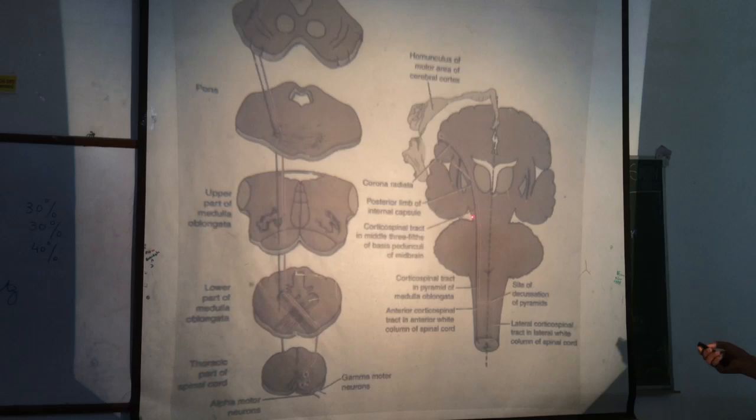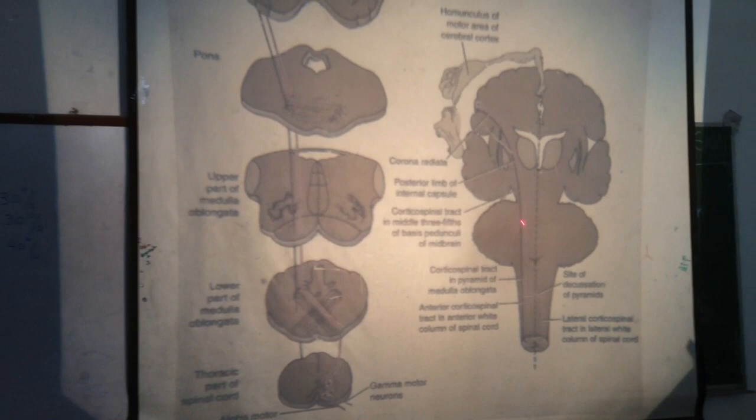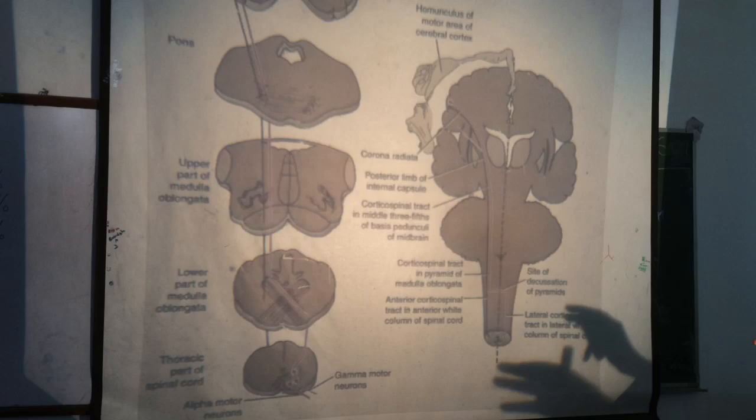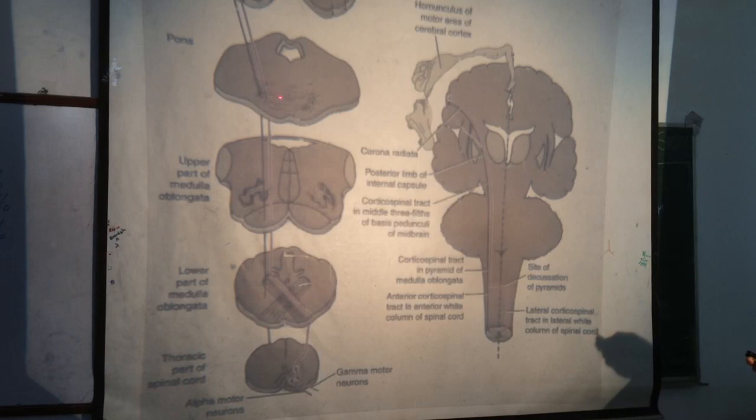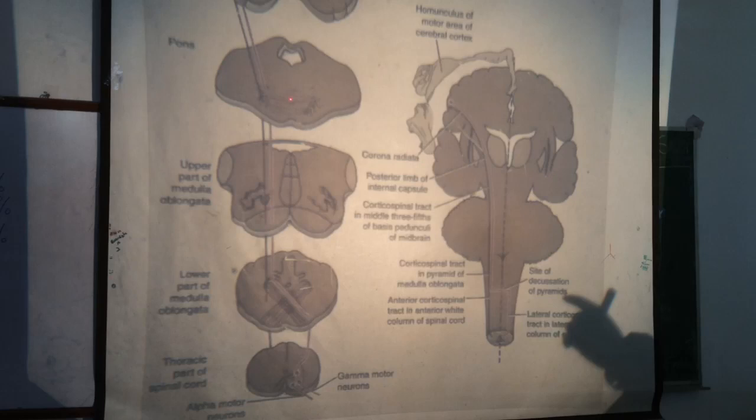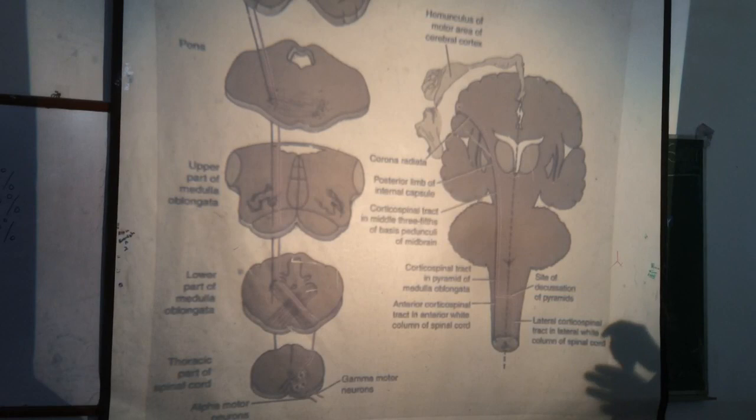From the midbrain, the tract fibers enter the pons. In the pons, the tract is divided into bundles by transverse pontocerebellar fibers. So when the tract enters the pons, it is divided into bundles due to transverse pontocerebellar fibers.